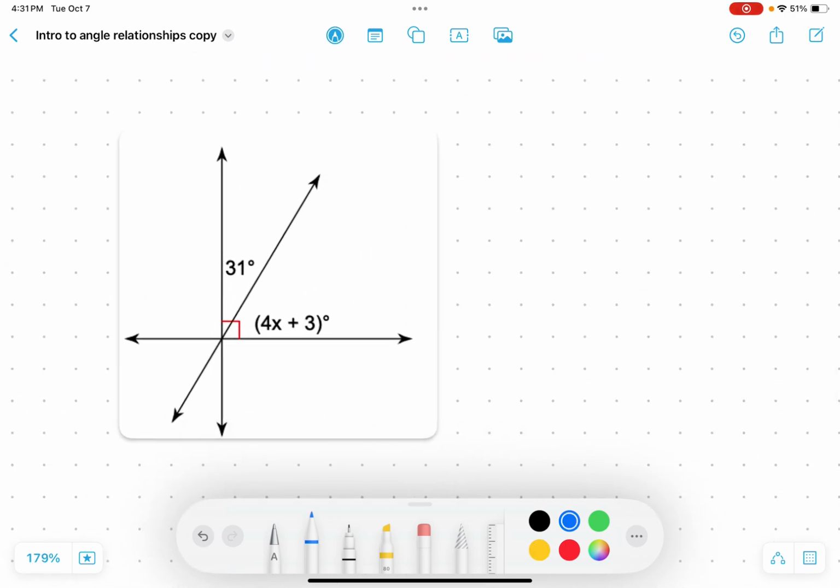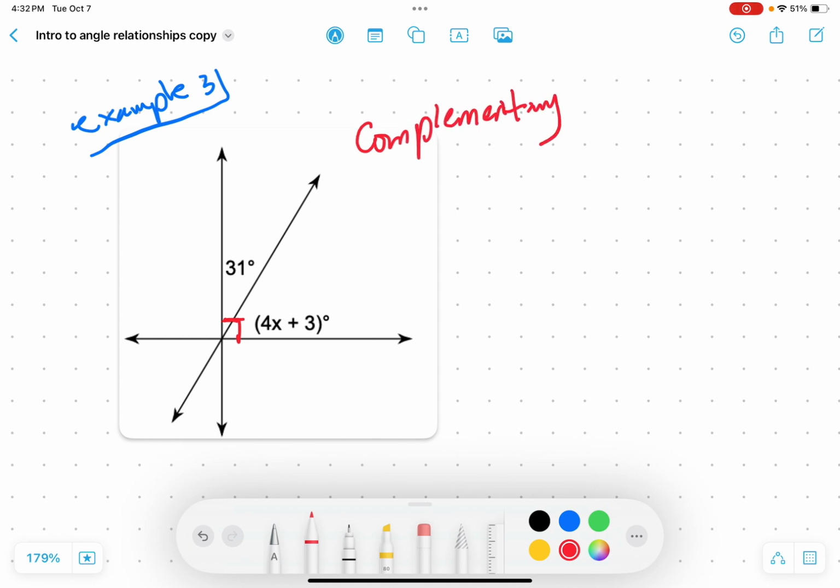Take a minute before I start and see if you can figure out how to set up the equation for this example. What kind of angles are shown here, and how do we write the equation? Whenever I see this little corner, that should be a big clue that I'm dealing with complementary angles. So how will I set up my equation? I'm going to take my pieces and add them to 90 degrees. So 31 plus 4x plus 3 equals 90 degrees.